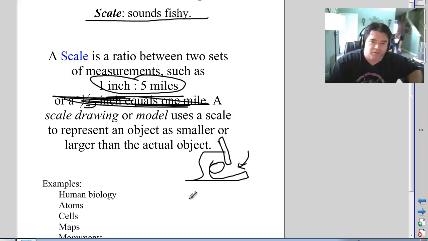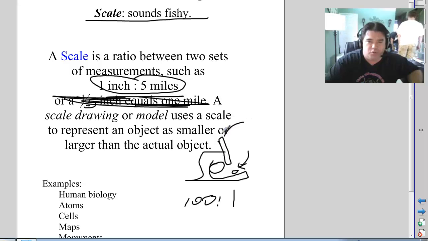Let's say it's really small. Let's say I want to examine 100 to 1. In other words, if something is only 1/100th of an inch in actuality, it would be 100 times bigger in my scope here. So it would be a 100 to 1 scale.